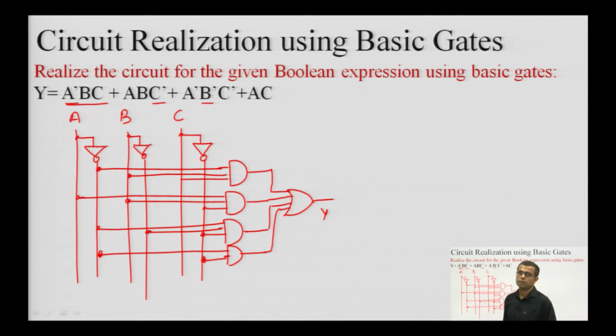So, this is the systematic preparation of this complex looking expression. First of all, we have to prepare the negated versions of the variables, then generate the products and then in the end generate the sum. So, this is a systematic version of this circuit realization.